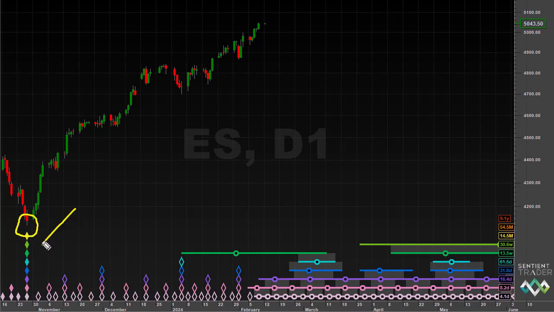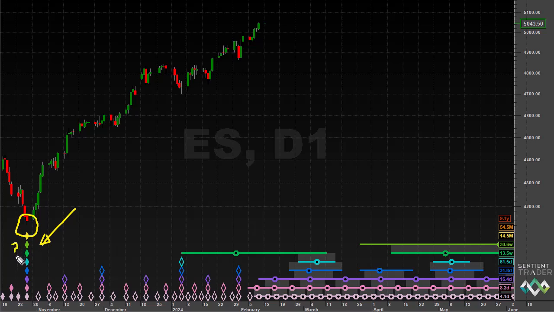Now you can see I have left all the diamonds on this chart, which at present are indicating that this trough in October was a trough of 18-month magnitude. That is what that yellow diamond represents. There is some debate to be had about the magnitude of this trough. Was it an 18-month cycle trough or a 40-week cycle trough?